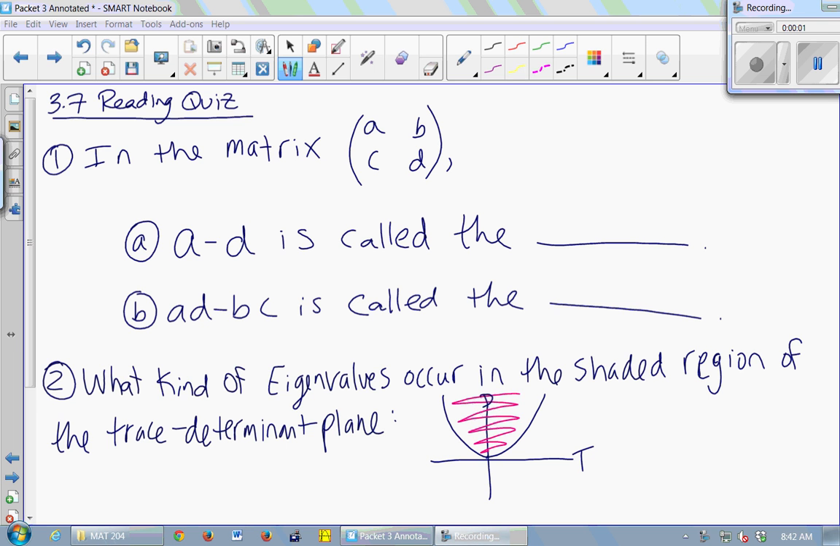For a 2 by 2 matrix with entries A, B, C, D, what's the quantity A plus D called? The trace. And what's the quantity AD minus BC called? Determinant.